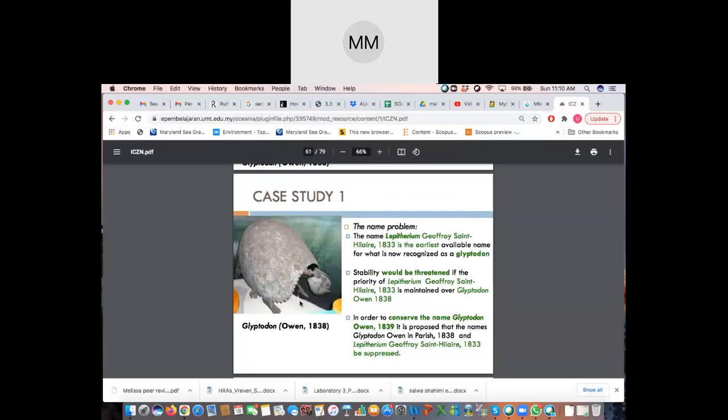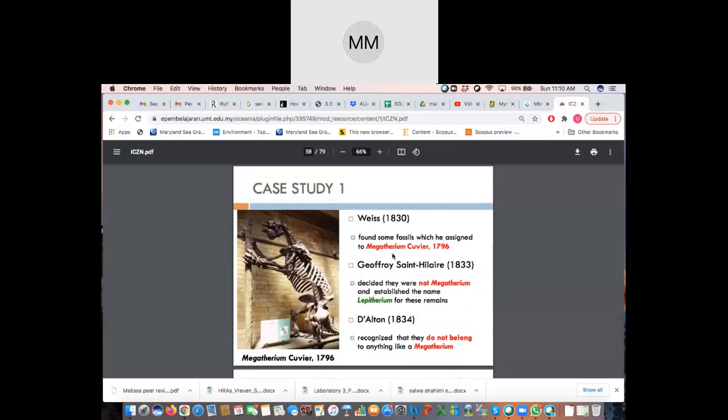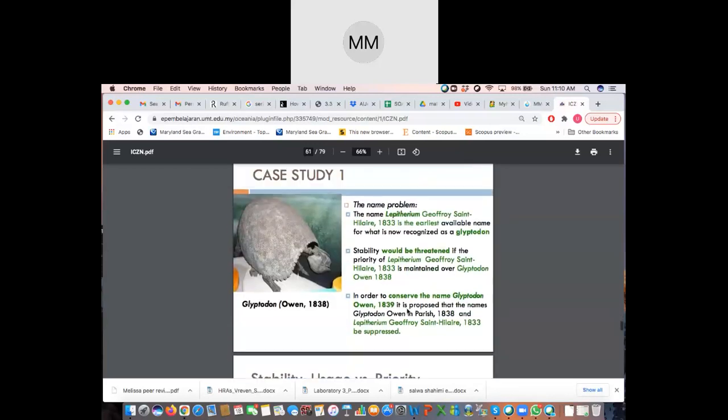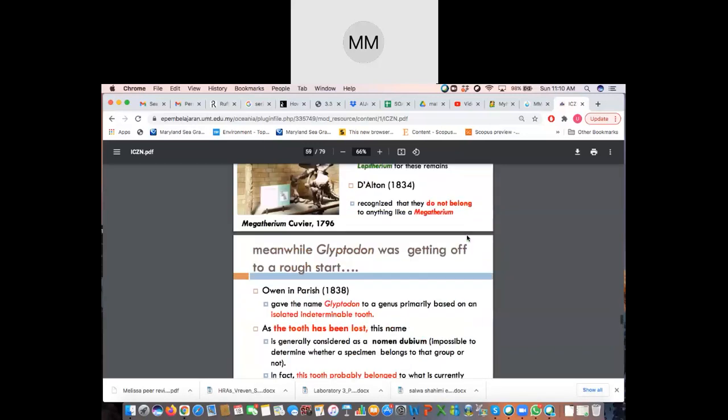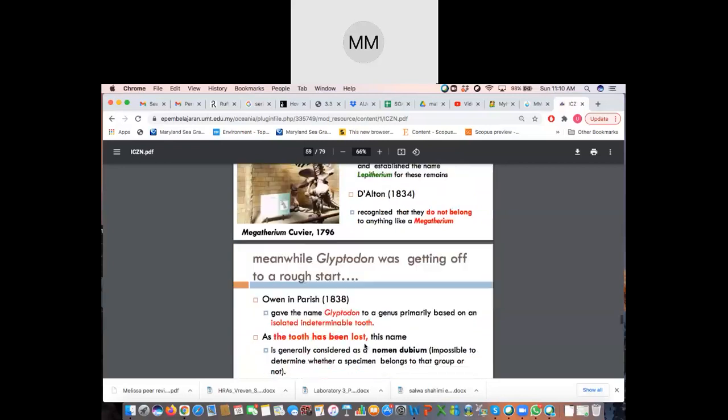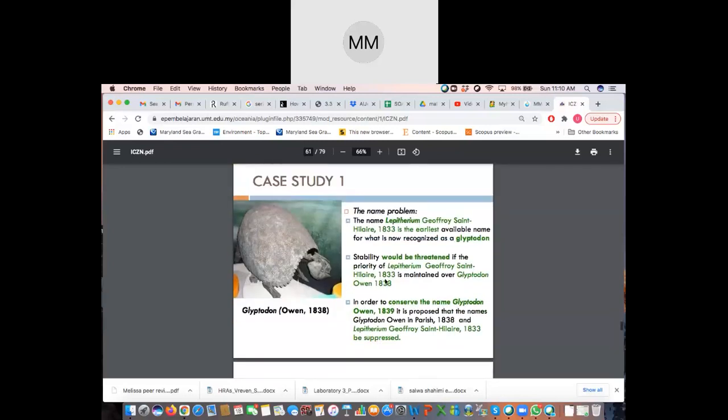The name Lepitherium. Remember this guy? Geoffroy Saint-Hilaire, here, this guy. Okay, coming back. There's a reason why I highlighted this in color, so you can sort of trace back a bit. So the name Lepitherium, Geoffroy Saint-Hilaire 1833, is the earliest available name for what is now recognized as Glyptodon. So he decided to name this as Lepitherium, but not realizing that the Lepitherium he was referring to is recognized as the Glyptodon.